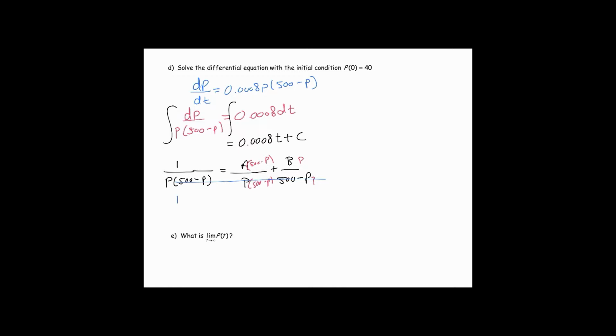And then we can get our common denominator. And we end up getting 1 equals a times 500 minus p plus bp. And we choose convenient values, so when p equals 0, then we get that a is 1 over 500. I'm kind of rushing through that, but I think you can see that pretty easily. And when p is 500, b is 1 over 500.